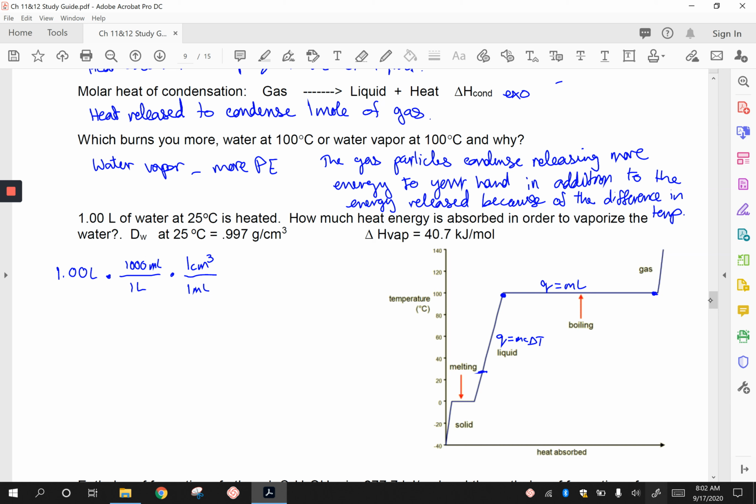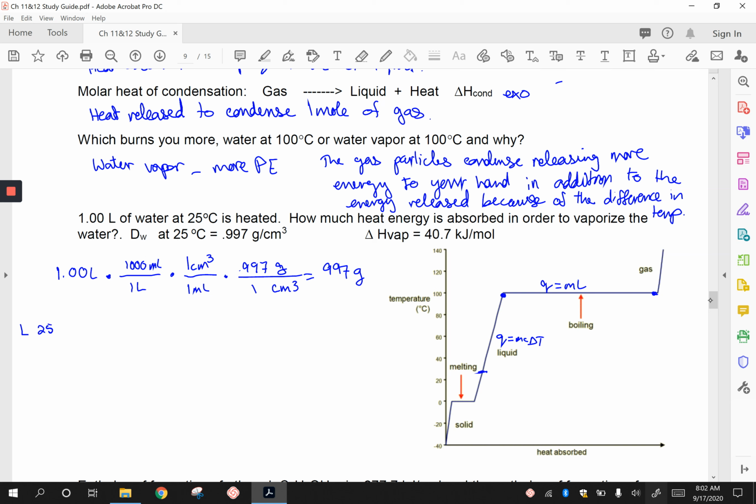And the reason why I'm converting that is because this is in grams per cubic centimeter. Or if you convert this to grams per milliliter, which would be the same, 0.997, then you wouldn't have to do this step. Anyway, so I'm going to put cubic centimeters here so they cancel, grams here, and it's 0.997 grams per centimeter cubed. So 0.997 grams per 1 centimeter cubed. And so this gives you 997 grams.